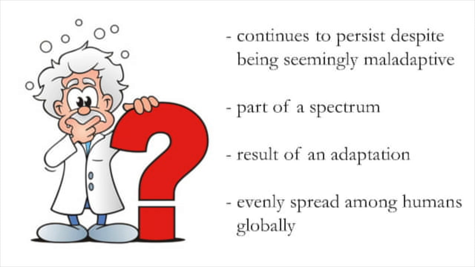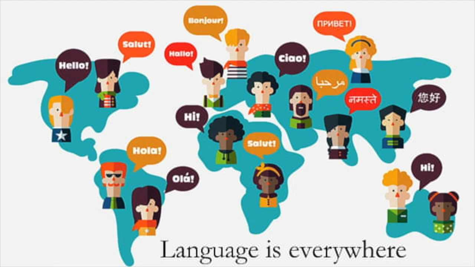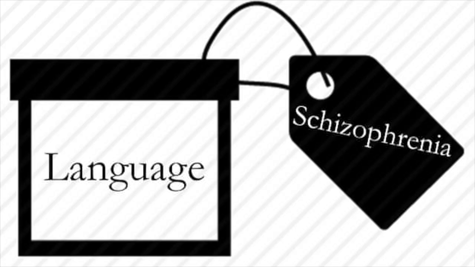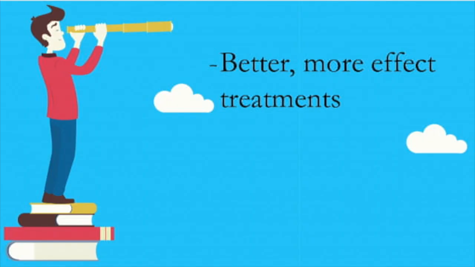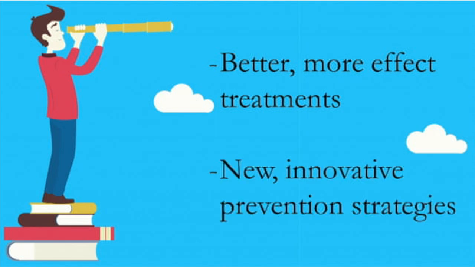Likewise, with the way sickle cell anemia is more common in areas where malaria occurs more frequently, schizophrenia is evenly spread among humans globally because language exists everywhere. Perhaps schizophrenia is simply the price that humans have to pay for language. And if that is the case, then as we mentioned earlier, that would make schizophrenia distinctively human. Although there is still a lot we don't know about this mental illness, it is our hope that with greater understanding of its origins, we can come another step closer to finding better and more effective treatments or even possibly new innovative strategies for prevention.